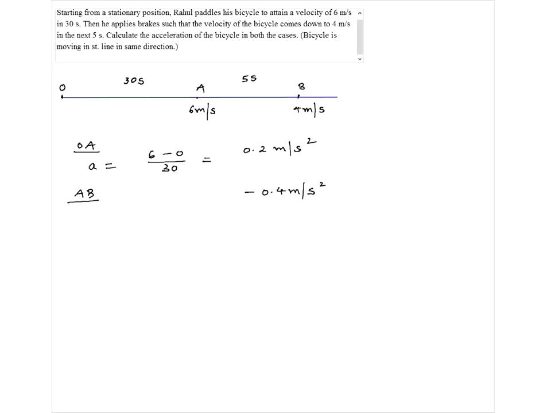Anybody has problem with the second part or any questions? Let me know. So in that case, I will move on to the next one. All right.